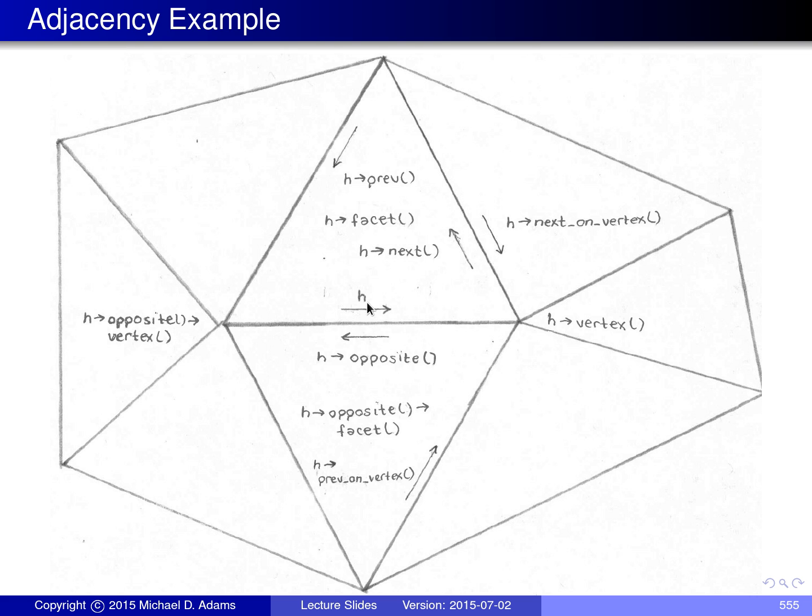If we wanted to find the vertex which is at the originating end of this half edge, what we would do is call the opposite member function to get the opposite half edge, and then find the incident vertex for this opposite half edge, which would be this vertex here, which corresponds to H opposite vertex. So this is how we find the vertex at the originating end of this half edge.